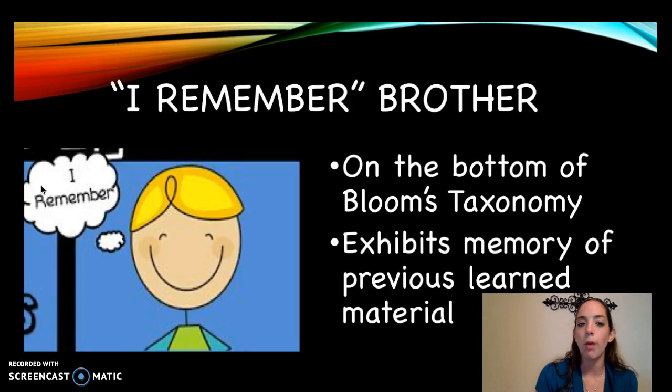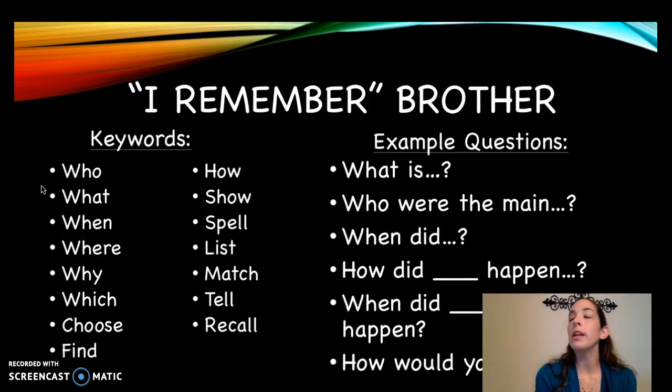So as I go through each person, I will give you a list of keywords that will help you know what kind of question you're asking, and I will give you some example questions that you can maybe jot down to use in your classroom, some question stems. So if you are talking about remembering information, some of the questions may start with who, what, when, where, why, which, and so on.